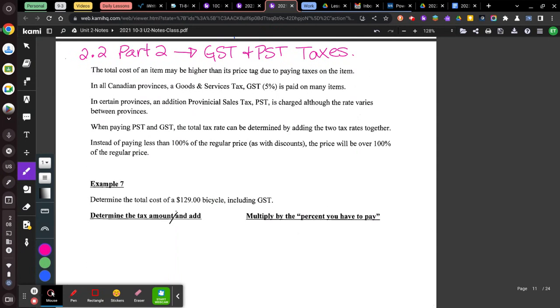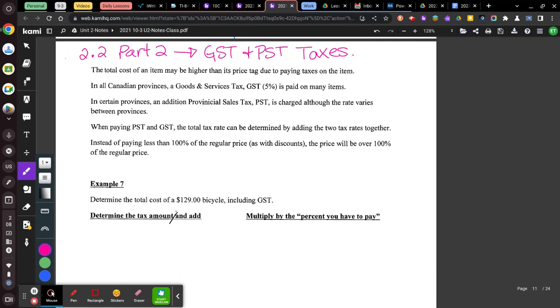In certain provinces, an additional PST is also charged. That's a provincial tax. We're the only province that doesn't, so thank goodness we don't yet. However, a lot of the other provinces do, so they pay more than 5%. They'll pay above that. So when paying PST and GST, you can just add the two together and find total tax.